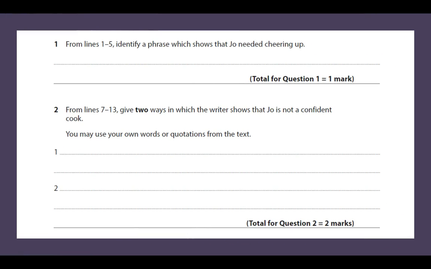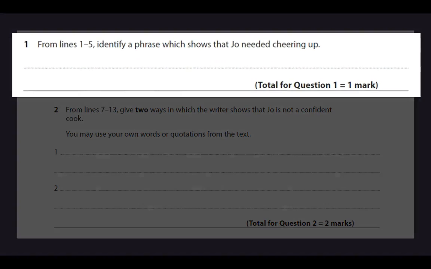So let's look now at some examples from the Edexcel 9:1 exams. Here we have a typical question 1 and 2 from paper 1. Now for Edexcel, paper 1 is the 19th century prose fiction. So these first two questions relate to a piece of 19th century prose fiction, and what we can see just by glancing at these is that both of these have a very specific line reference.